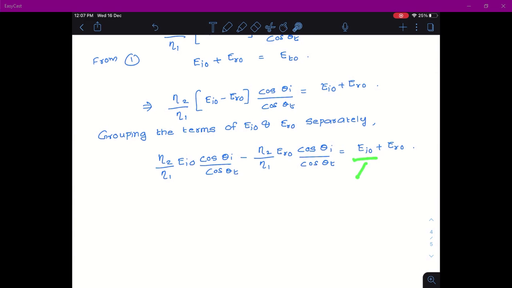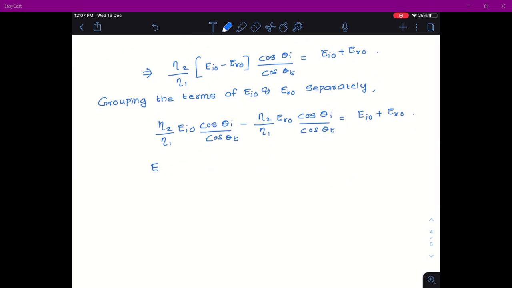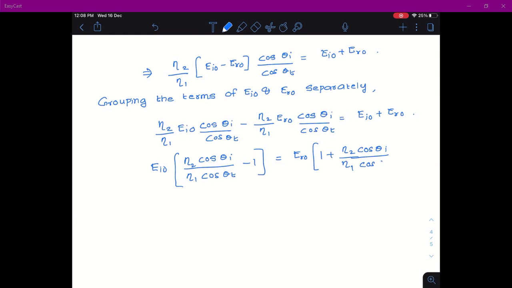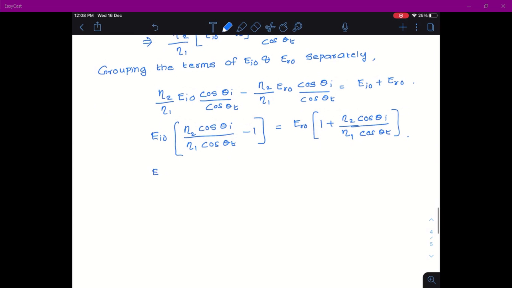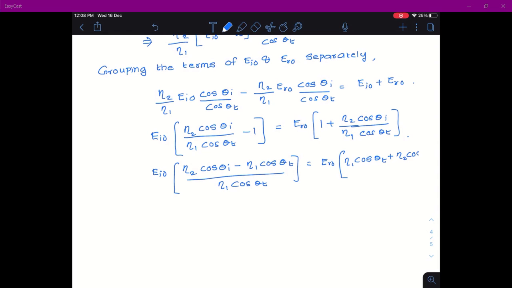Now, let us bring this EI0 to the left and this ER0 terms to the right. So, I can write EI0 multiplied by eta 2 cos theta I by eta 1 cos theta t minus 1 is equal to ER0 into 1 plus eta 2 cos theta I by eta 1 cos theta t. So, this is EI0 into eta 2 cos theta I minus eta 1 cos theta t divided by eta 1 cos theta t is equal to ER0 into eta 1 cos theta t plus eta 2 cos theta I divided by eta 1 cos theta t.